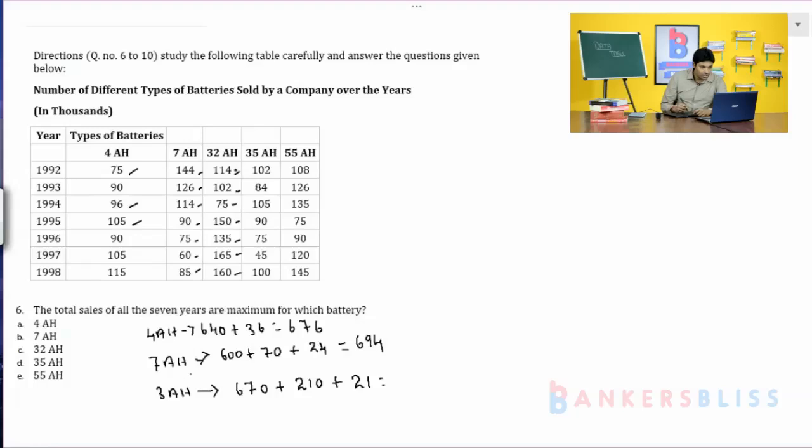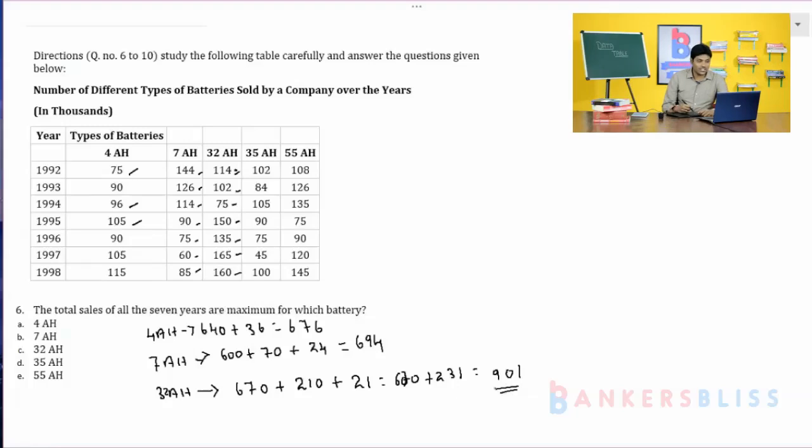So, how much did you get for 32Ah? 210 plus 21, 231. So, 670 plus 231, which is equal to how much? 1 plus 7 is 8, 1 plus 3 is 4... so 7 plus 3, 10, 1 carry, 6 plus 2, 8, plus 1, 9. So, 901. For 35Ah you calculate.